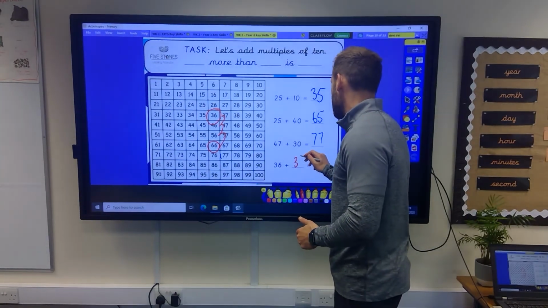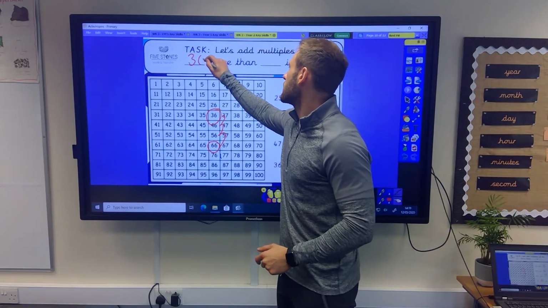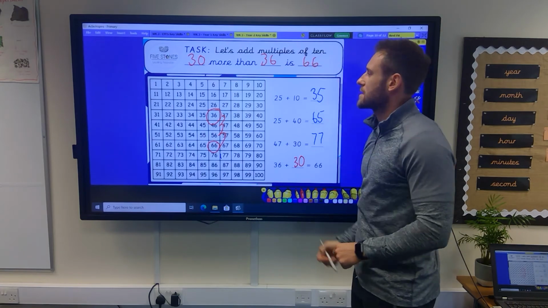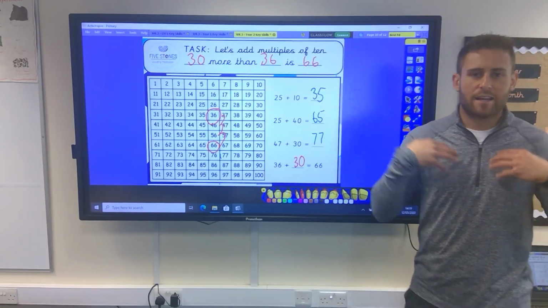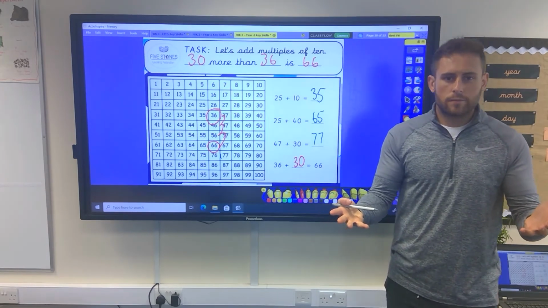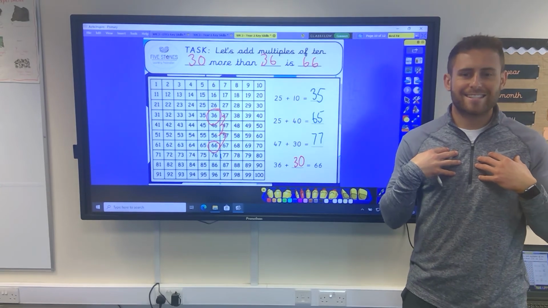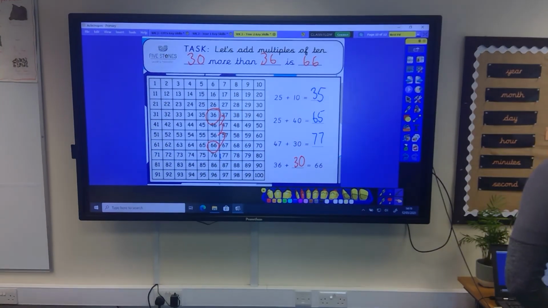3 tens is 30. So we've got 30 more than 36 is 66. Great work.